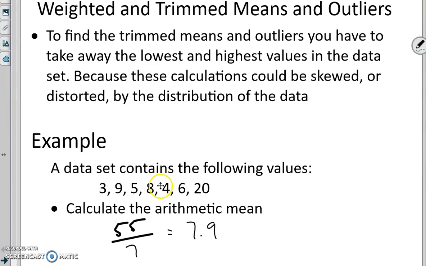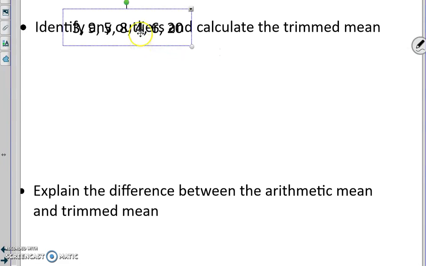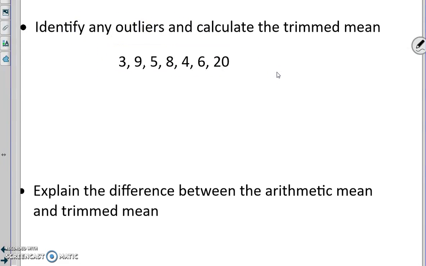So the first thing you're going to do is, I'm just going to do this so that I can have it on the next page, right? The outliers are generally the biggest and the smallest. So we're going to take out the 20 and we're going to take out the 3. There are some classes that do this. They drop the lowest mark, drop the highest mark, right? University classes might do that.